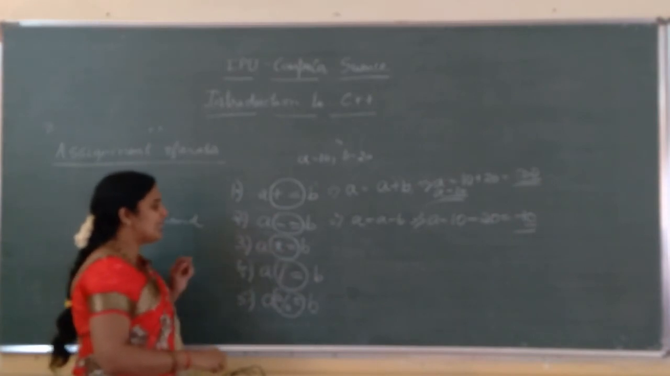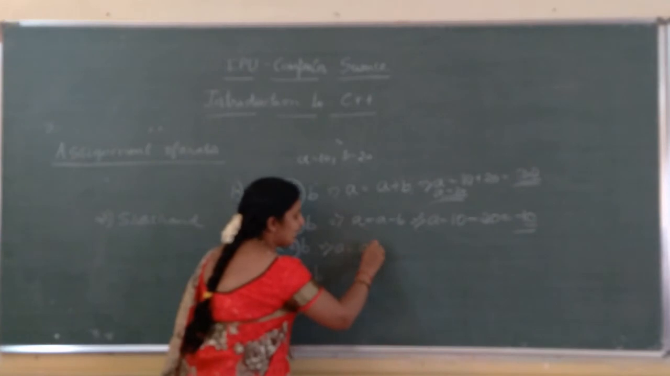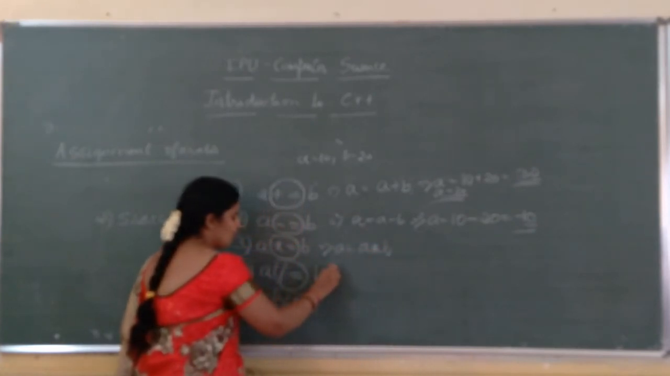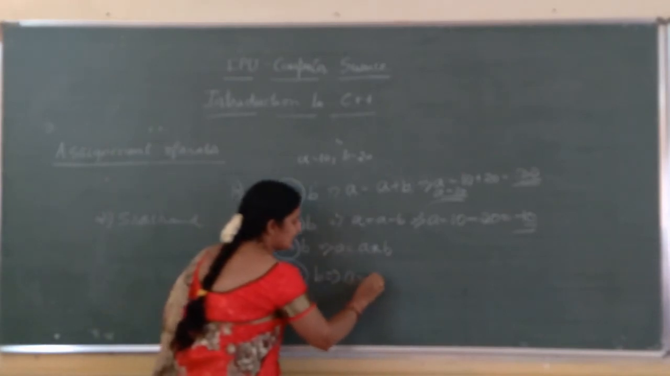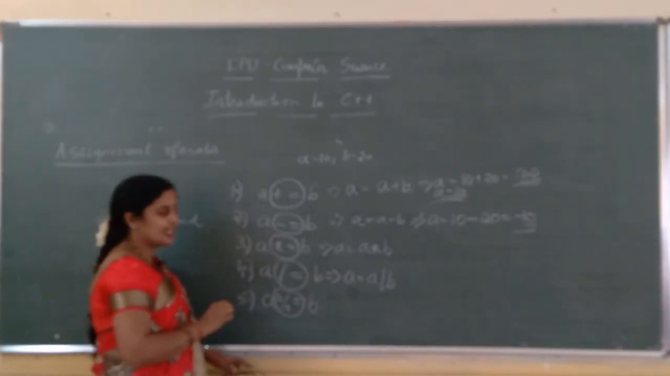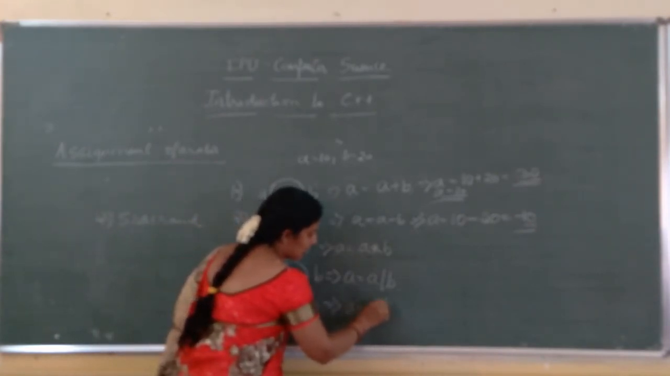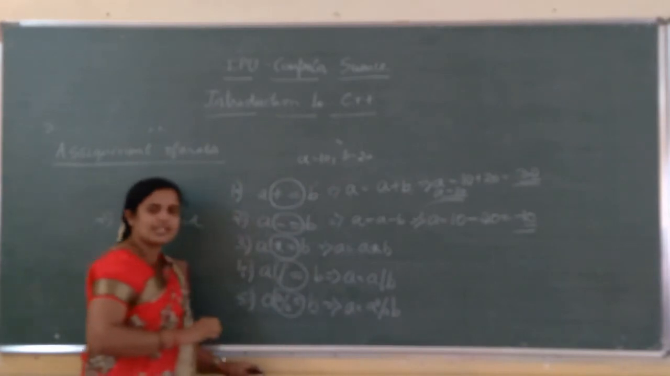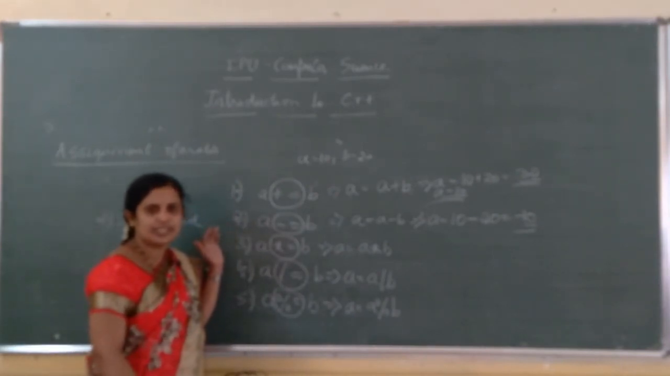Similarly A multiply equal to B. What I get? A is equal to A into B. What about A division equal to B? That is A is equal to A divided by B. What about A mod equal to B? I get A is equal to A mod B. Is it clear? Have you understood how the shorthand assignment operator works?